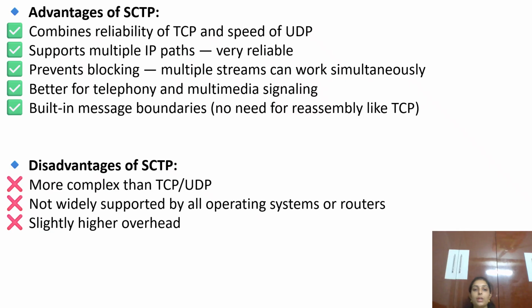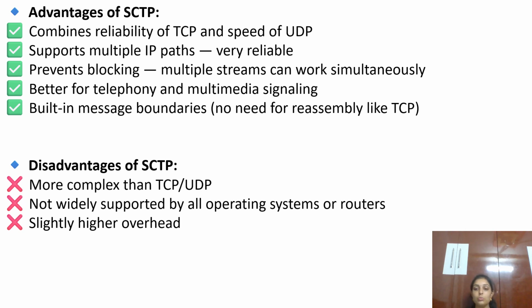Next, the advantages of SCTP: it combines the reliability of TCP and the speed of UDP. From TCP it takes the reliability feature, and from UDP it takes the speed feature. I have already mentioned it supports multiple IP paths, and it is very reliable. Next, it prevents blocking with multiple streams. It is better for telephony and multimedia signaling, with built-in message boundaries.